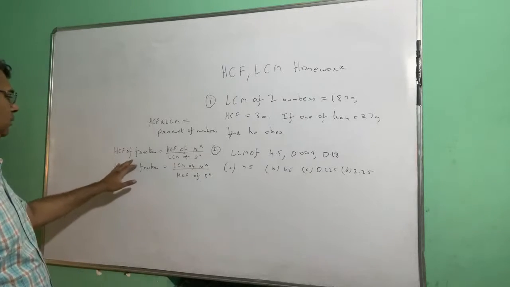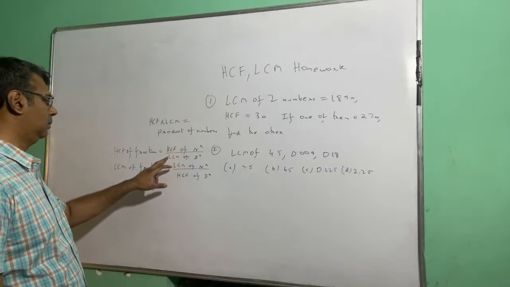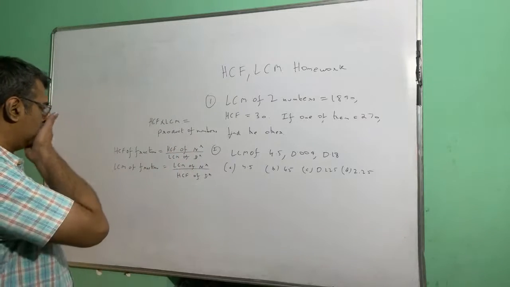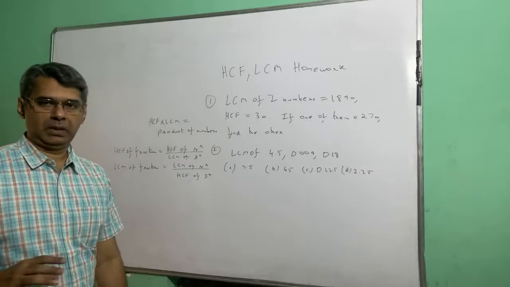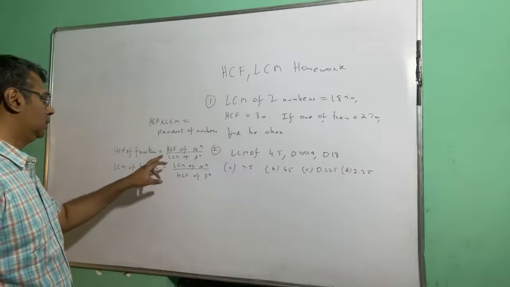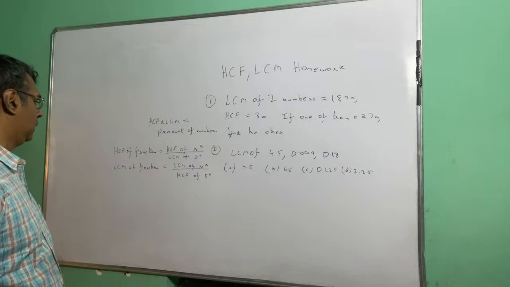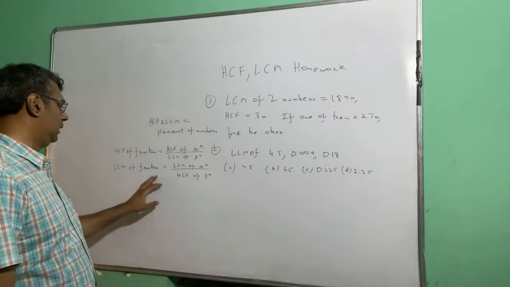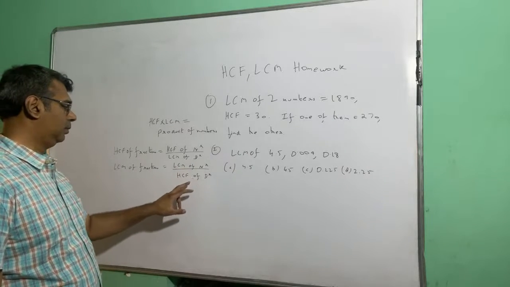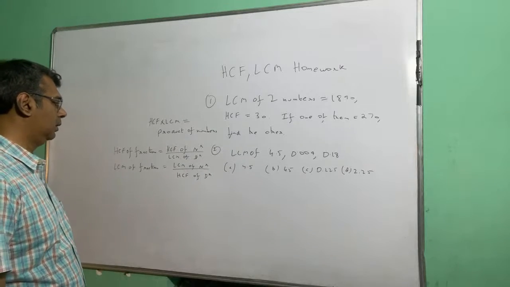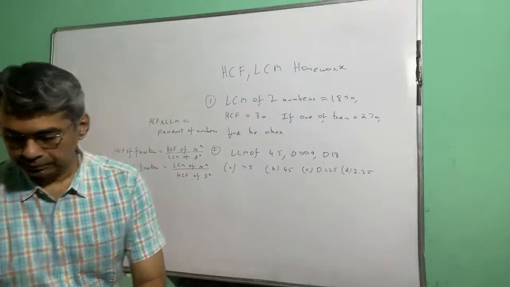HCF of fractions is equal to HCF of numerator by LCM of denominator. Suppose you want to find the HCF of a bunch of fractions. So the formula is HCF of numerator by LCM of denominator. Suppose you want to find the LCM of fractions, then the answer will be LCM of numerator by HCF of denominator. So this is the theory for doing sum number 2.